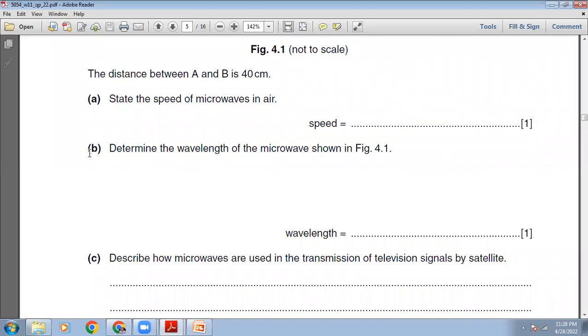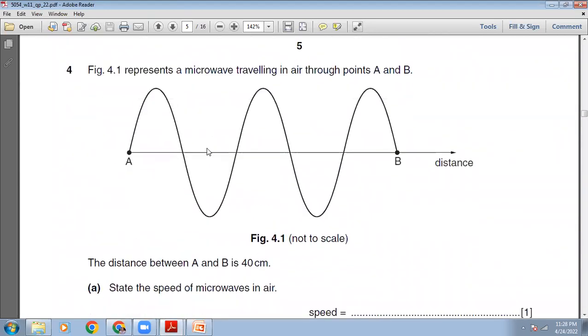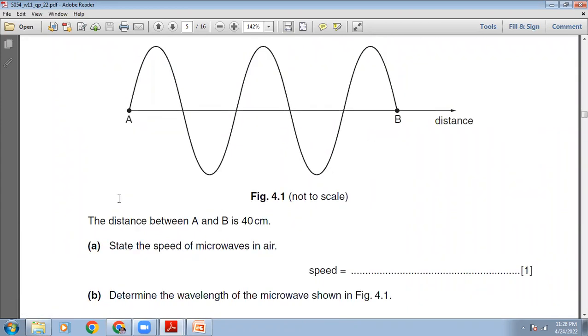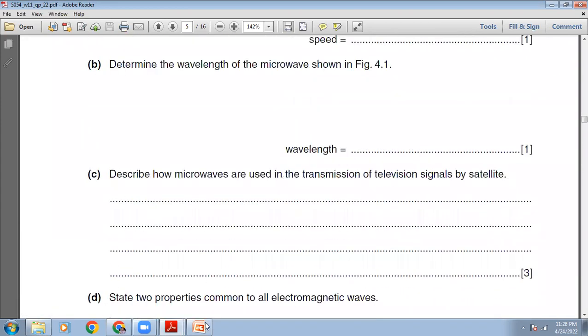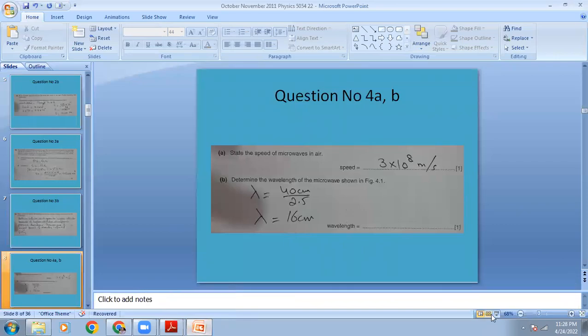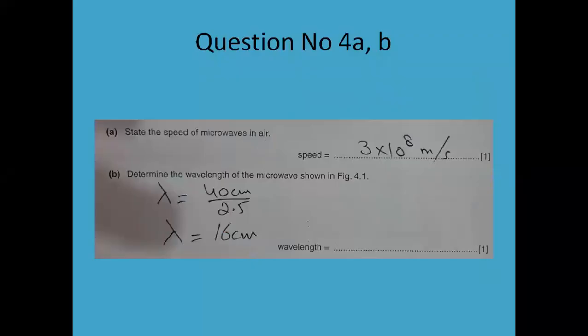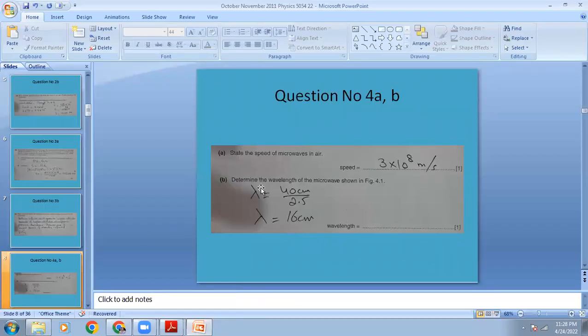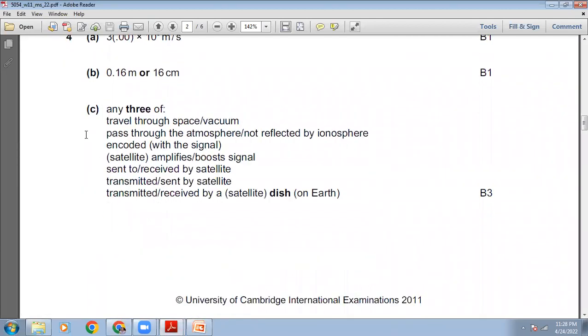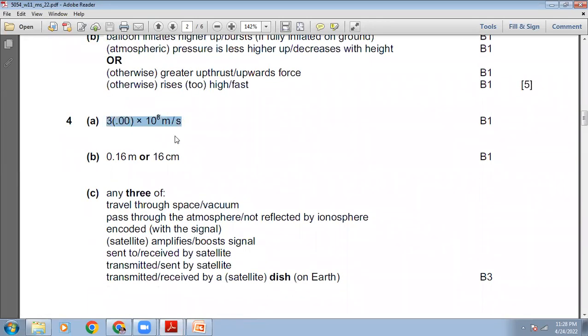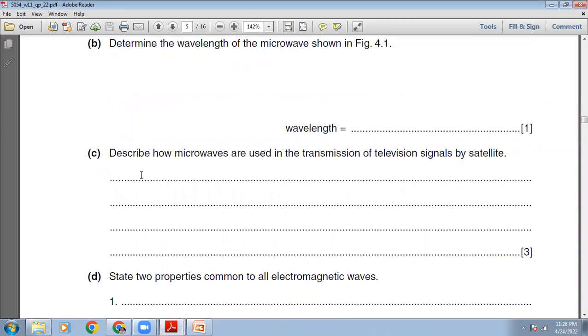It says determine the wavelength of the microwave shown in the figure. In a distance of 40 centimeters, there are 2.5 waves. So the wavelength, one wave, will be 40 centimeters divided by 2.5, which is 16 centimeters. Let's have a look at the marking scheme. This is the first answer, and this is the second answer, 16 centimeters. Let's go to the next part.